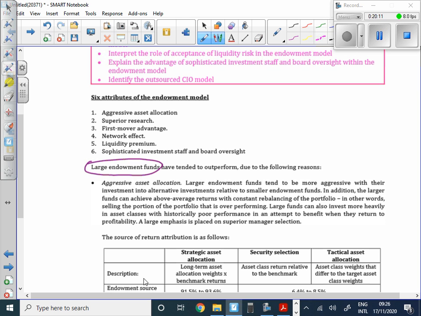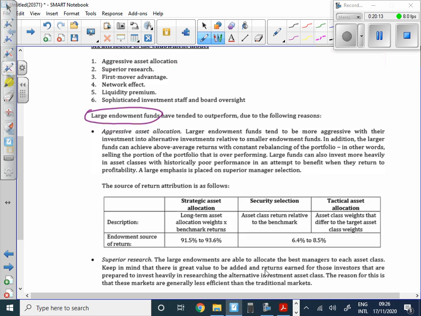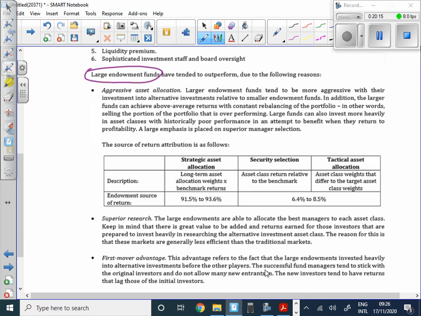Okay, good. And if you have a look over here, what's interesting is that a massive amount of the sources of return for endowments, up to 93% over there, guys, comes from strategic asset allocation. What is strategic asset allocation? We spoke about this a little bit in chapter 11. Strategic asset allocation talks predominantly about the fact that you are long-term into an investment.